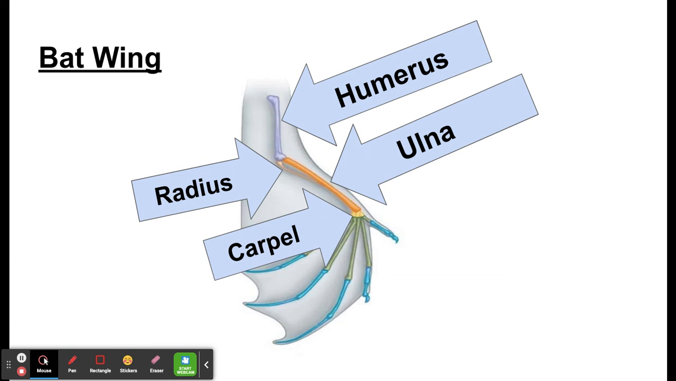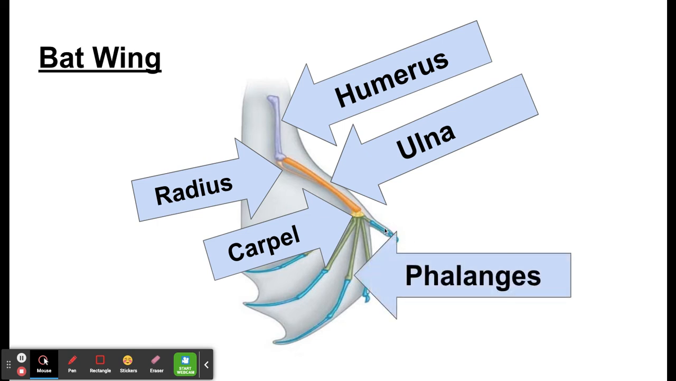And then you've got the carpals, that tiny little wrist section right there. And then you've got these longer, extending, kind of fan-shaped phalanges. So that's the end of it. So as you go through and you color these bones, notice how they are all differently shaped, but how the pattern is still roughly the same.